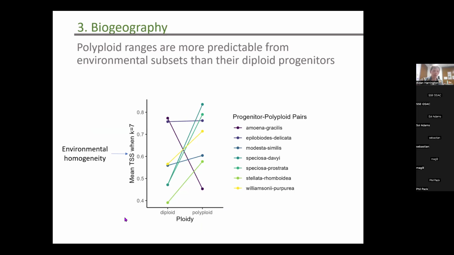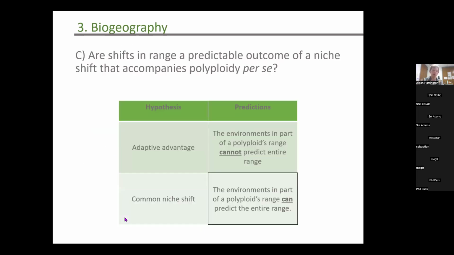So when going from diploid to polyploid, we find that the polyploids in general are more predictable from subsets of their range than the diploids, with the exception of this one case here, the Amina gracilis pair. So what this really seems to show, with an exception, is that polyploid ranges are more predictable from a very narrow environmental subset of their whole range compared to diploids. So again, this does not really support the adaptive advantage hypothesis because diploids seem to inhabit more varied environments, even though their ranges may often be smaller than some polyploids.